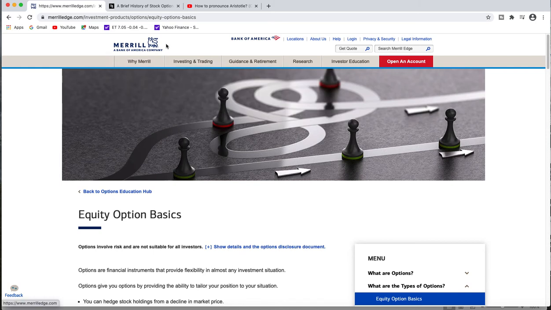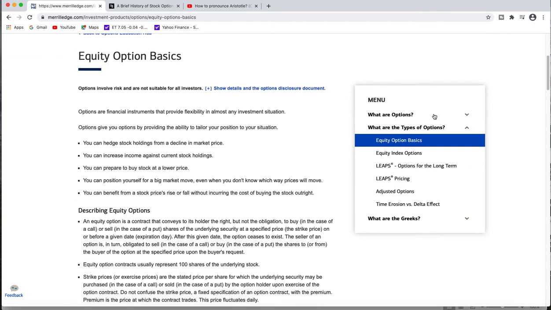This is the Merrill Edge account here. You can look into options, do your research, go through options basics. They'll go through what is an option and what types of options there are. We're going to be covering equity option basics. The next one you would want to get into is equity index options. That's with index funds, not with individual stocks, but only with index funds that have a basket of stocks. And then you have LEAPS. LEAPS are for long-term investors, for a year out or more.